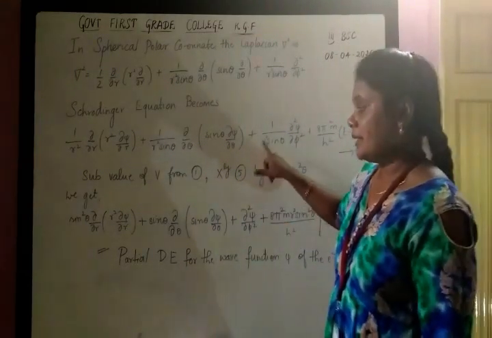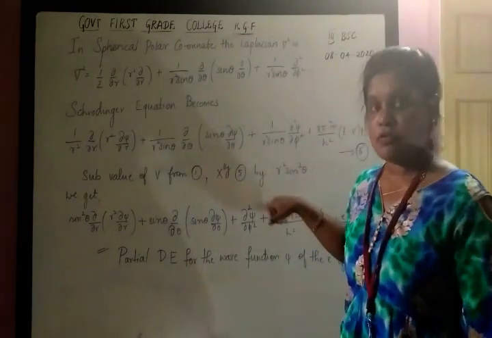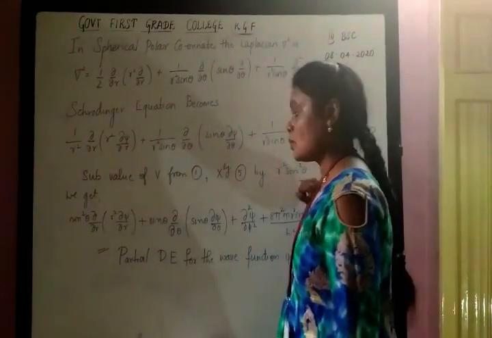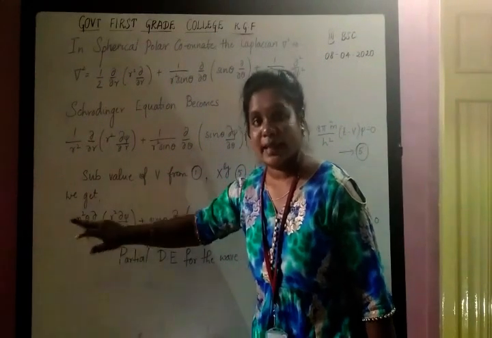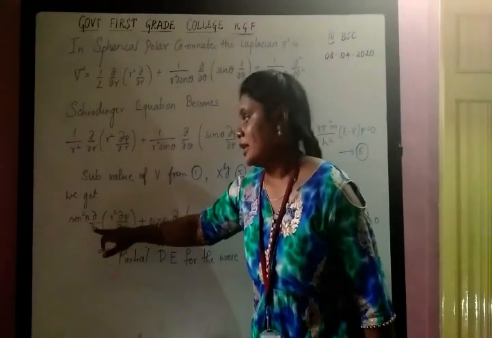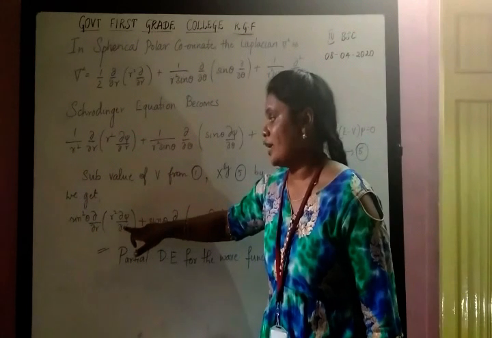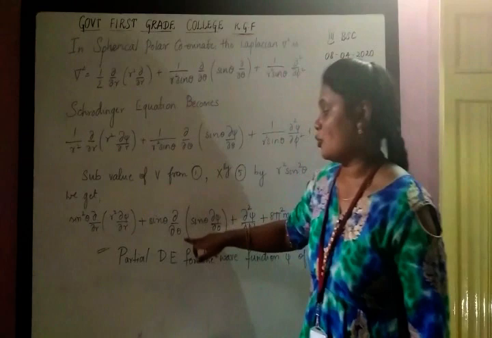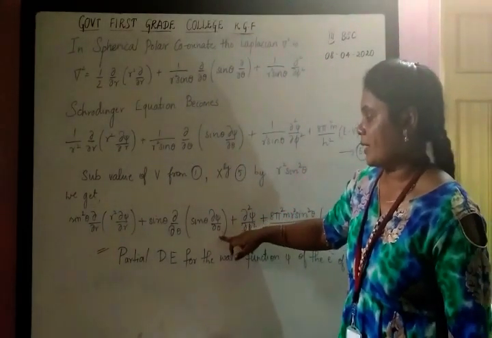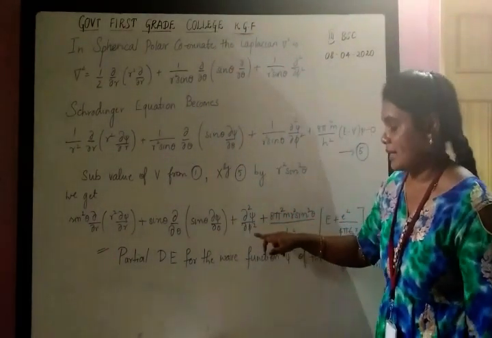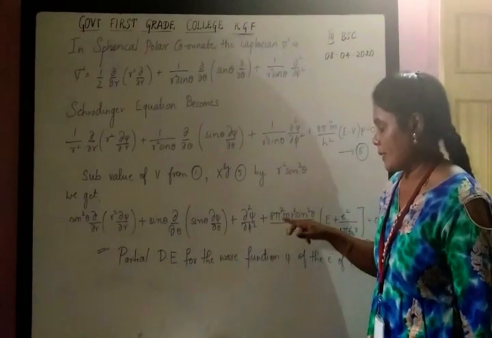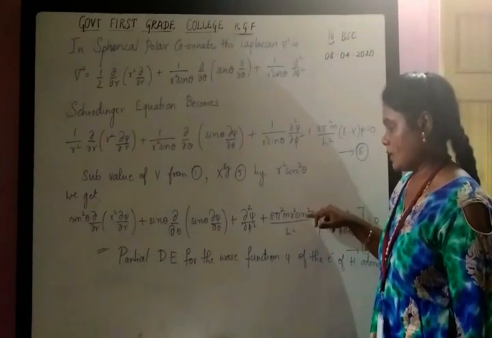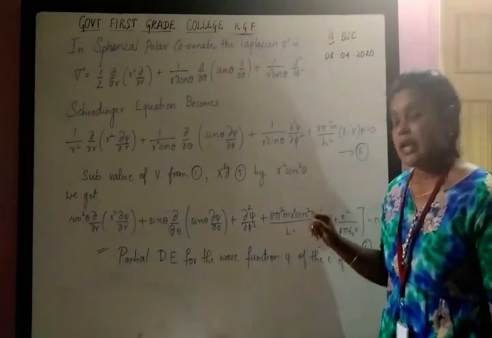By multiplying and substituting the value of V, we get r square sin square theta, and r square and r square will get cancelled. So we get sin square theta dou by dou r into dou square r square dou psi by dou r plus sin theta dou by dou theta, sin theta dou psi by dou theta, plus dou square psi by dou phi square, plus 8 pi square m r square sin square theta by h square. Since we are multiplying by r square sin square theta, we substitute here e plus.